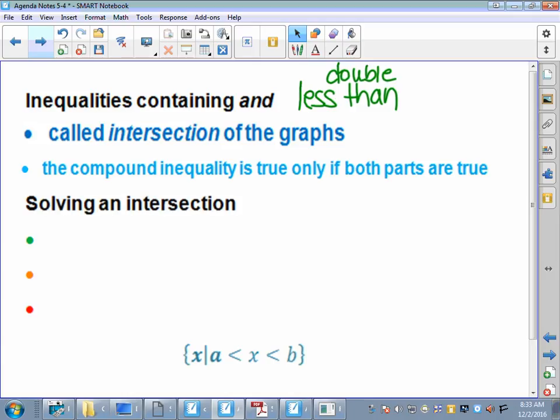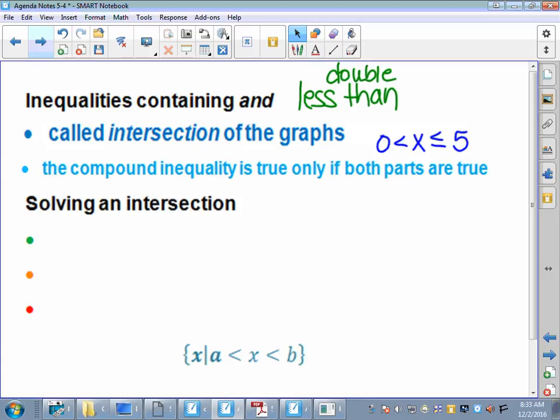So we might have something like 0 is less than x, which is less than or equal to 5. So it's only true in between those numbers 0 and 5. And then we think, is there an open or closed circle at 0, open or closed circle at 5? And we'll graph these so you can see what I'm talking about.